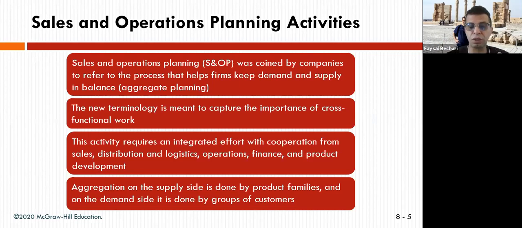Aggregation on the supply side is done by product families, what kinds of products are similar to each other. And on the demand side, it is by group of customers, what kind of customers are coming in this hour, or next week, or next year. This is how you do the aggregations.